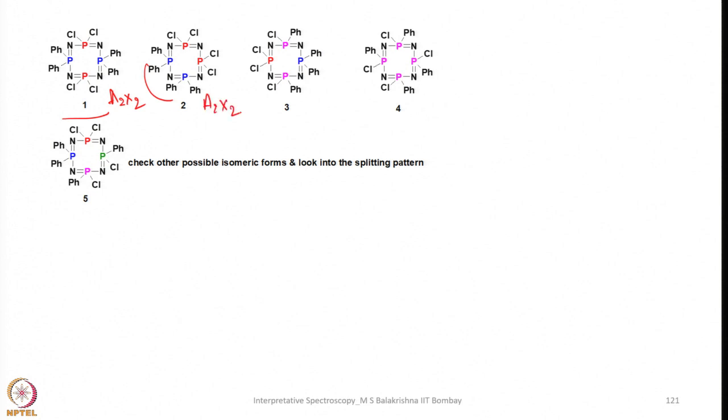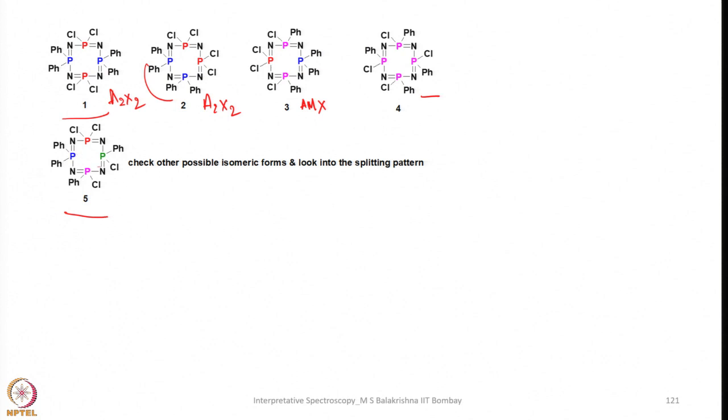And then if we go for the third molecule here, we have three different types of phosphorus atoms. One has two phenyl groups, two phosphorus have one each of chlorine and phenyl group, and the other one has two chlorine groups. That means here we have some sort of AMX spin system. And in this one, it is very symmetric. We can anticipate a single resonance for this molecule here. And then there is one more possibility.